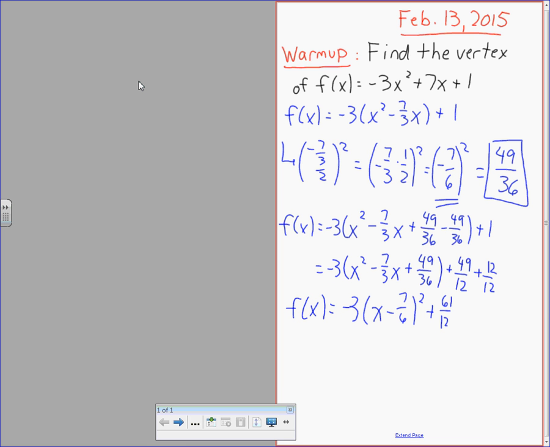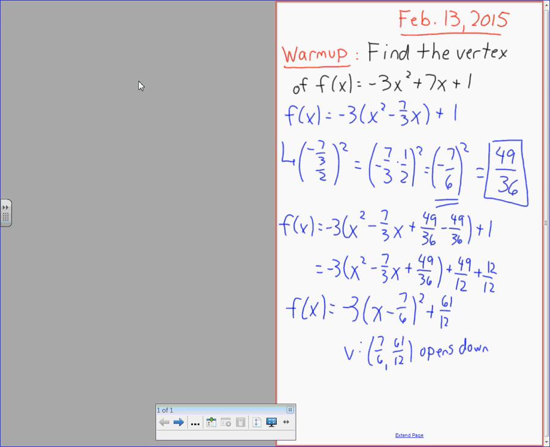All right, Brad, it's time to shine. What's the vertex and which way is it open, please? Vertex is 7 over 6. Right. And remember, it opens down because of that negative 3 in the front. That's just opening upwards or downwards. The x coordinate switches from negative inside the bracket into positive outside. And 61 over 12 is the y coordinate.